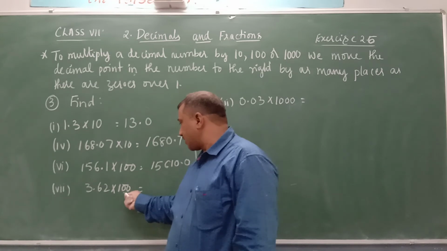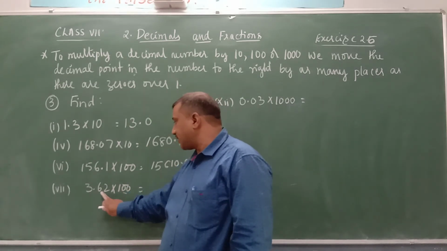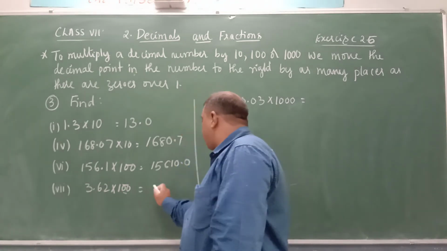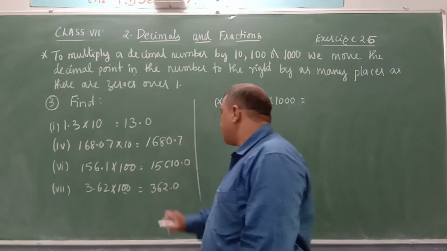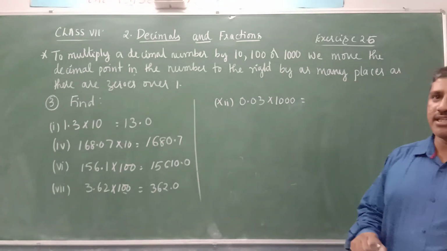Now 3.62 is multiplied with 100. So 2 zeros are there, so it should move 2 places. Here 2 places are there. Therefore it will be 362.0. 362.0 we get as the product.